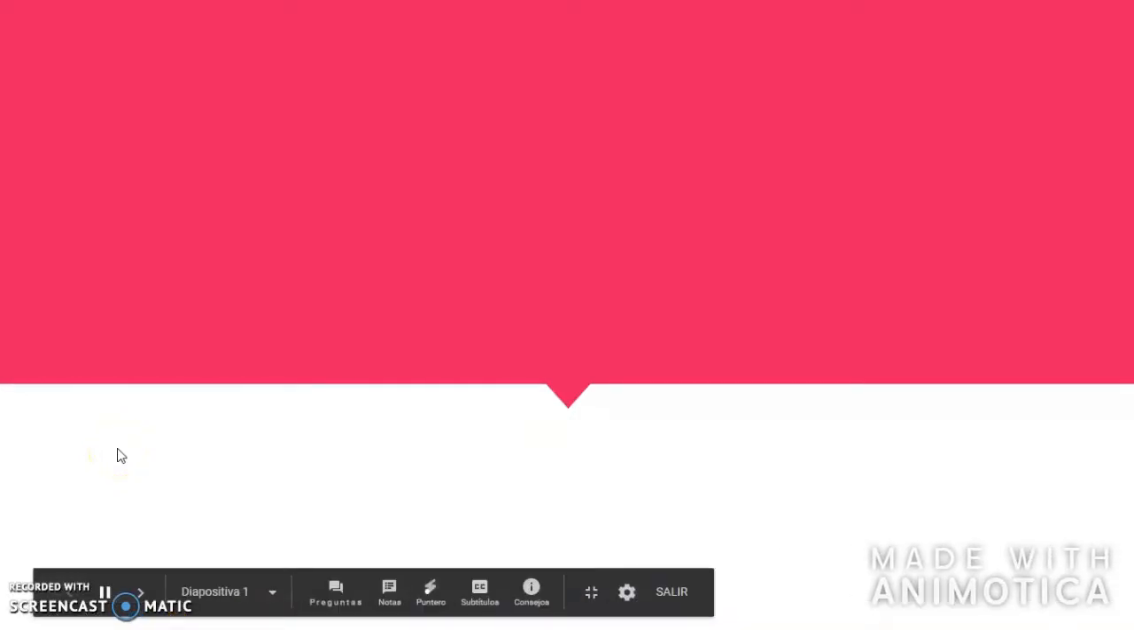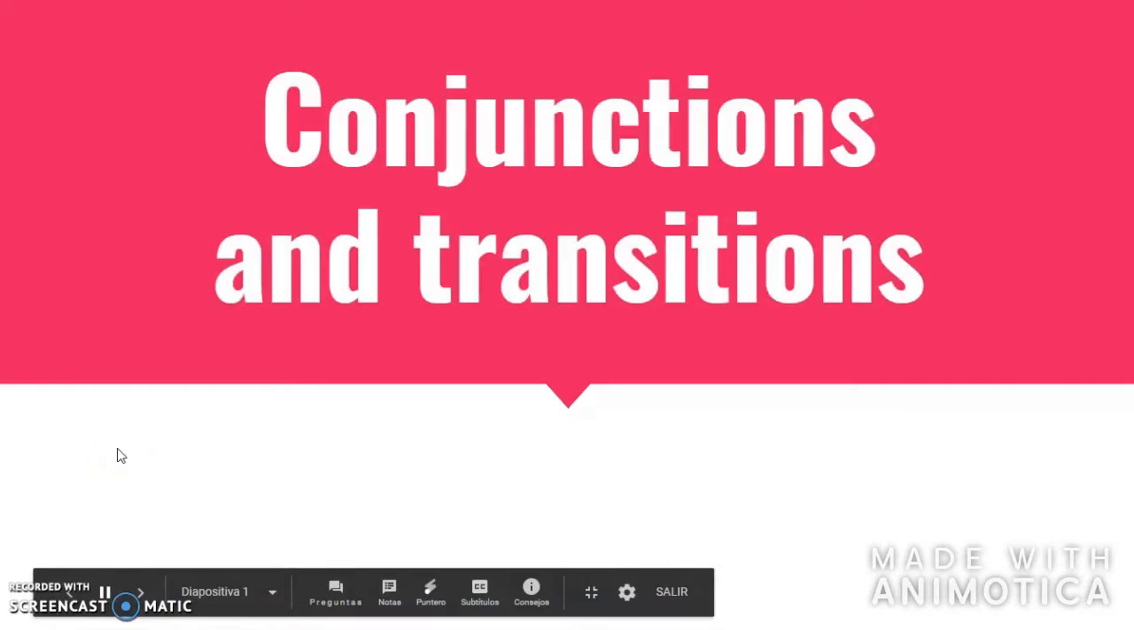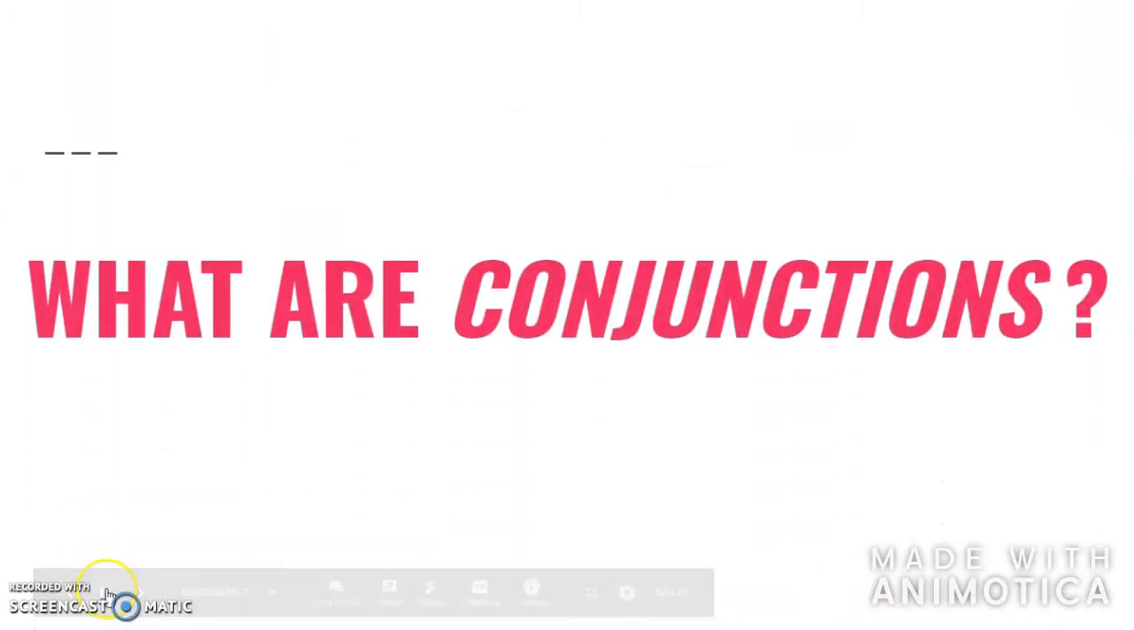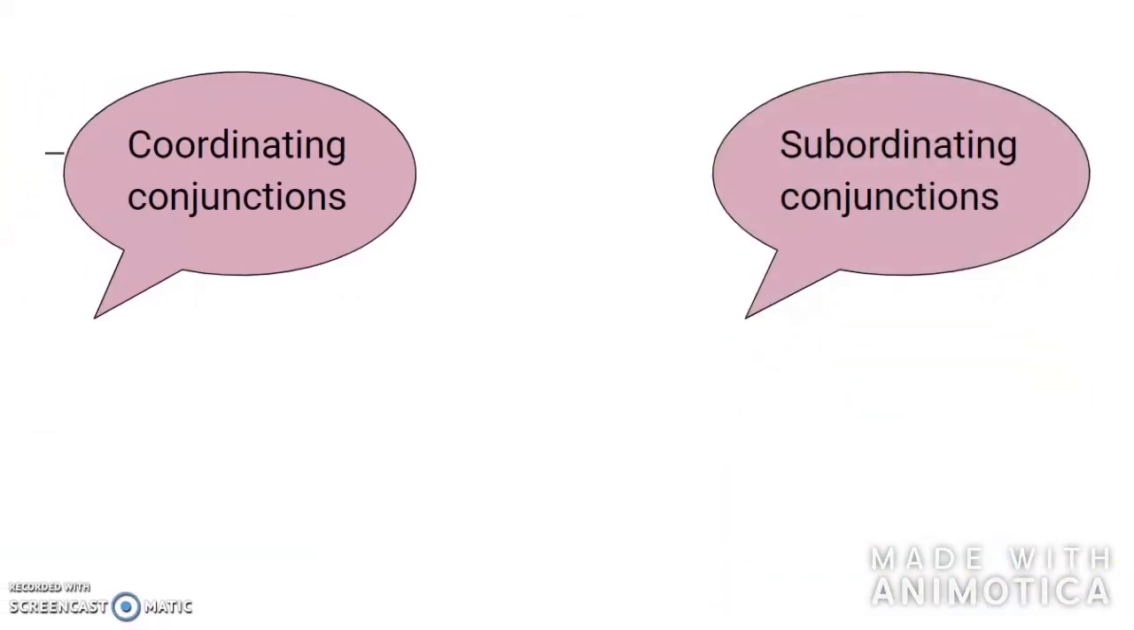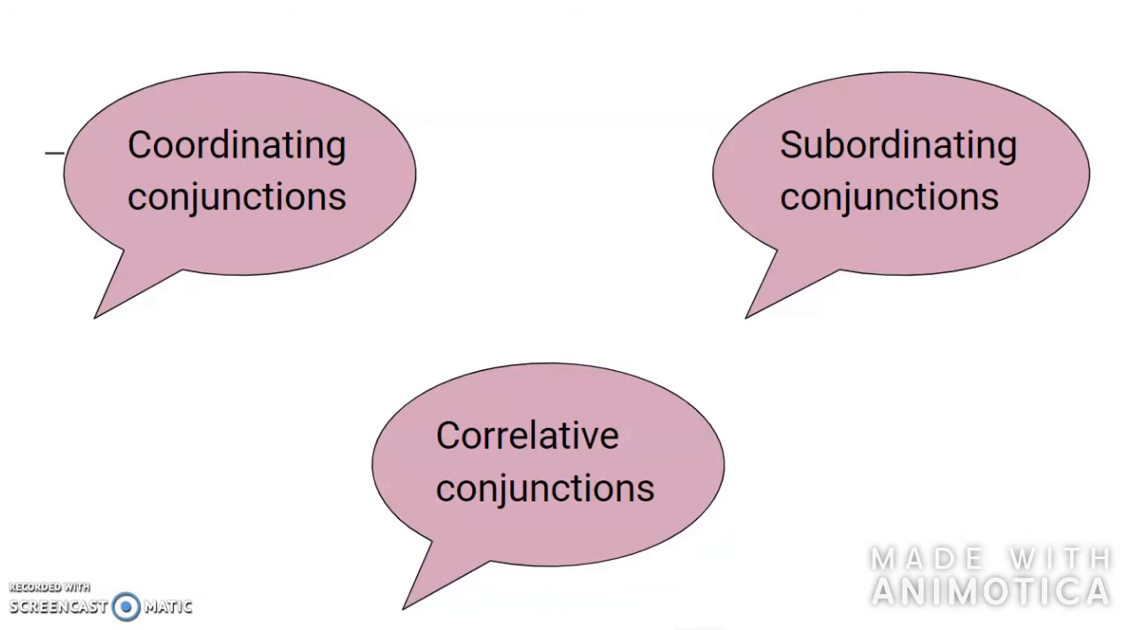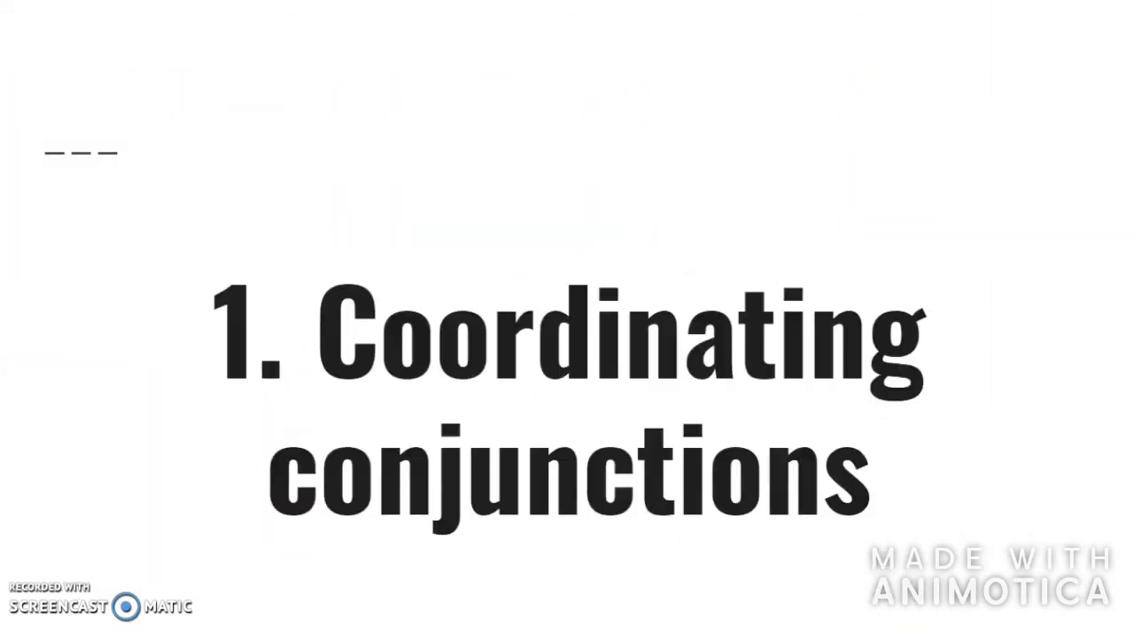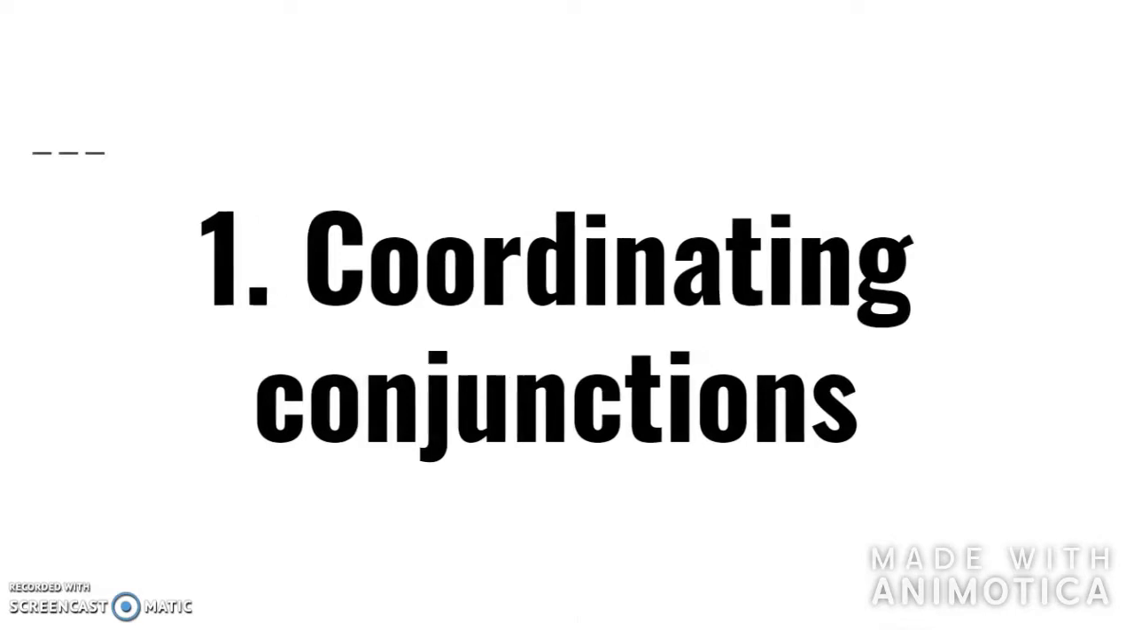Today we are going to be talking about conjunctions and transitions. First, do you know what conjunctions are? Conjunctions are words that join parts of a sentence. We have three types of conjunction: coordinating, subordinating, and correlative. In these lessons we are going to be talking about the three of them. So let's start with the first one.